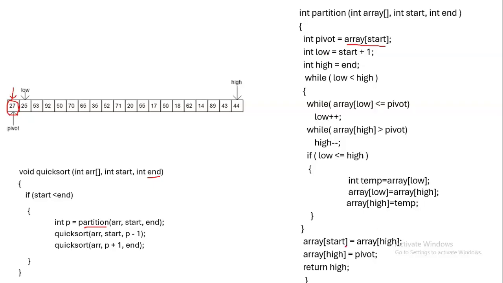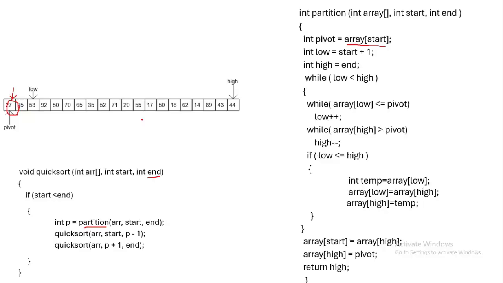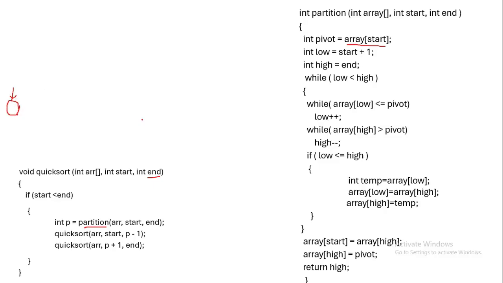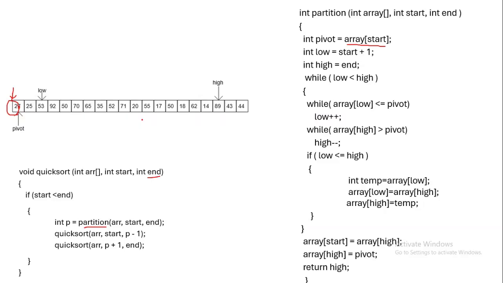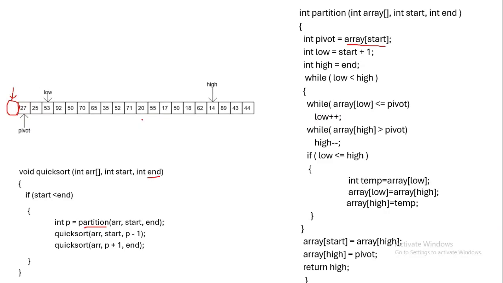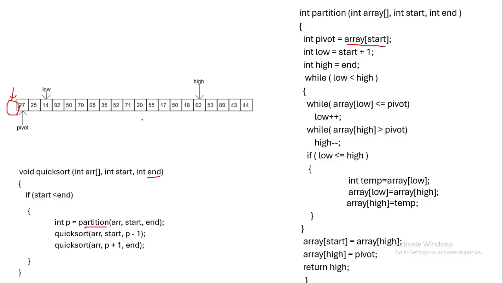Okay, so this is how this loop continues. See over here, low is getting incremented, 53 is greater, so we stop, and control goes to the other side. High is now getting decremented, 43 is greater, so high is again decremented. Now as 89 is greater, high is decremented, 14 is less, so it stops decrementing, and a of low is getting swapped with a of high, that is 14 and 53 get swapped. So now after that high is decremented.